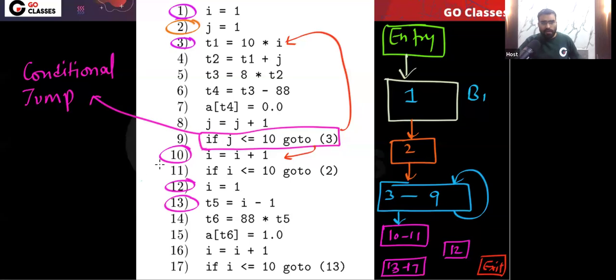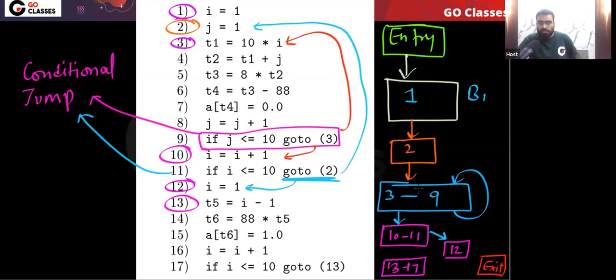Now, what about the 10, 11? Again, this is a conditional jump. So there will be two edges. One will go to 12, and another will go to 2. So let me do this. One will go to 12, something like this. So from here, this will go to 12 and one will go to 2.